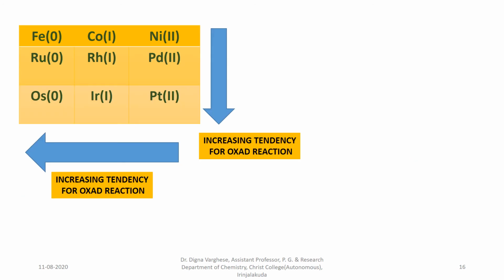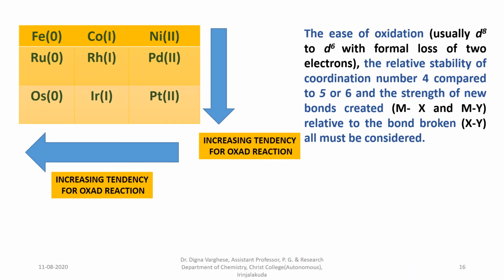Here we can see the ease of oxidation, that is usually d8 to d6 with the formal loss of 2 electrons, the relative stability of coordination number 4 compared to 5 or 6, and the strength of the new bonds created, MX and MY, relative to the bond broken, XY. All must be considered.